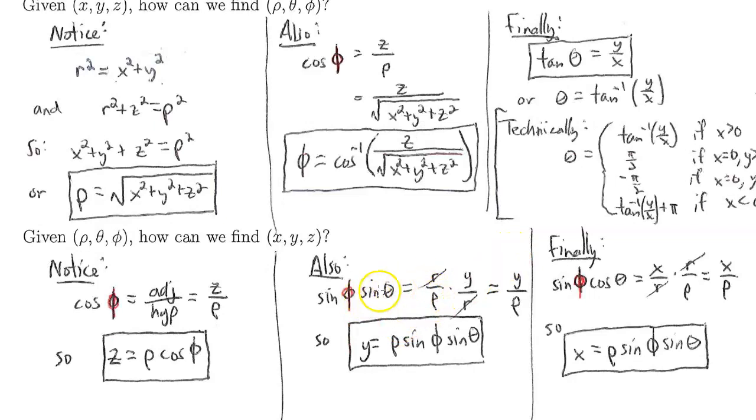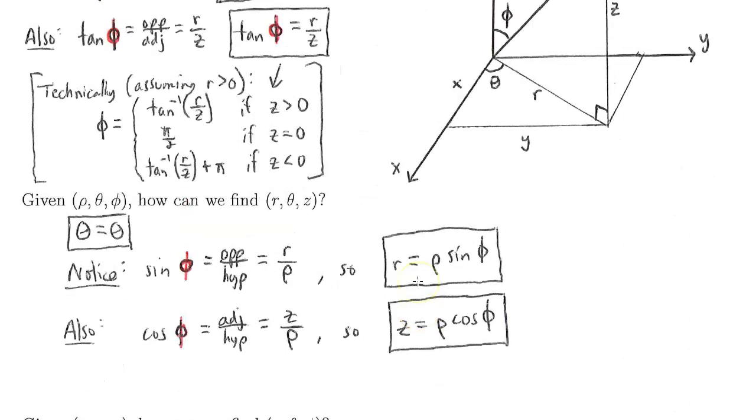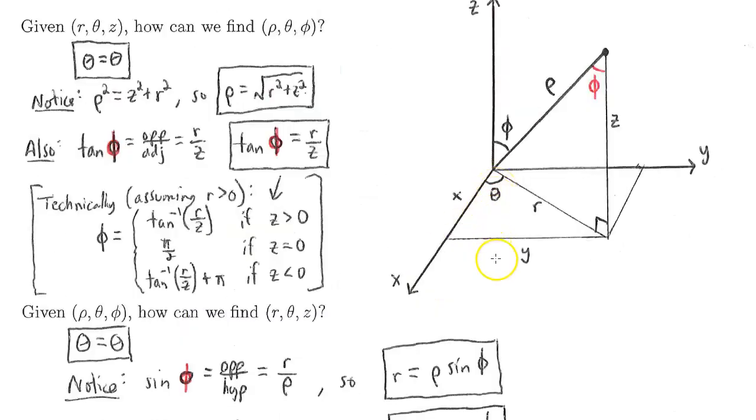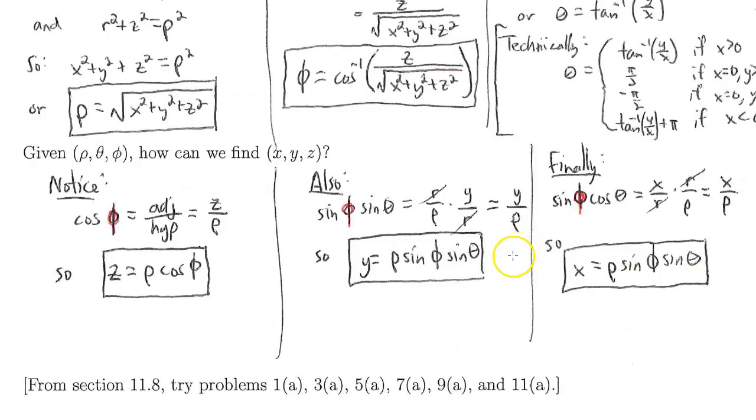Now what's sine of theta? Again, don't confuse the phi with the theta. Sine of theta is opposite over hypotenuse. By the way, there's the right angle for this triangle. So sine of theta is y over r. Notice sine of phi times sine of theta would be r over rho times y over r. The r's divide out, and we're just left with y over rho. So y is equal to rho sine phi sine theta. We've written y in terms of these three coordinates. We actually had to use all of them: rho, theta, and phi.